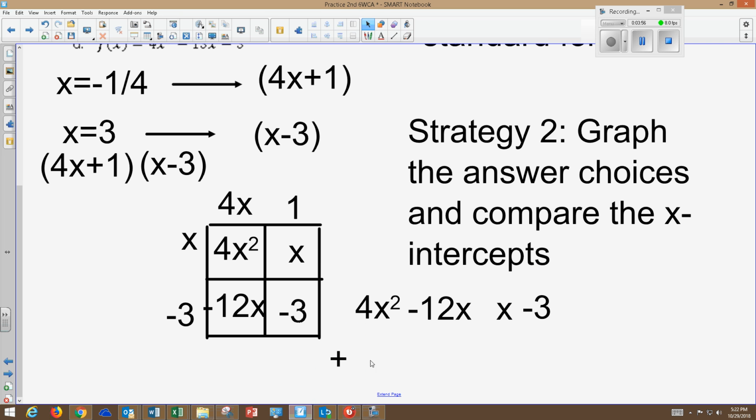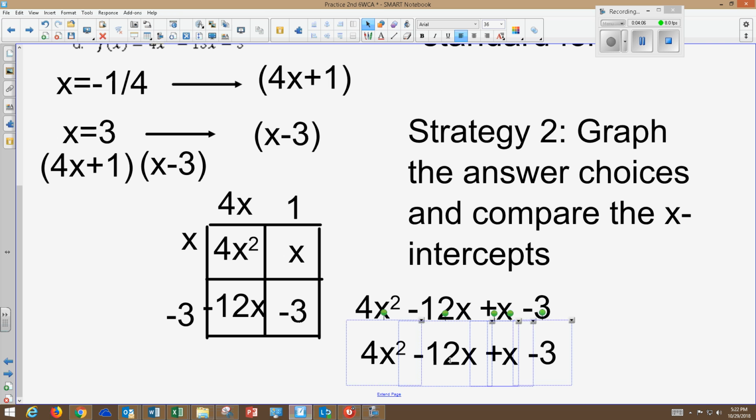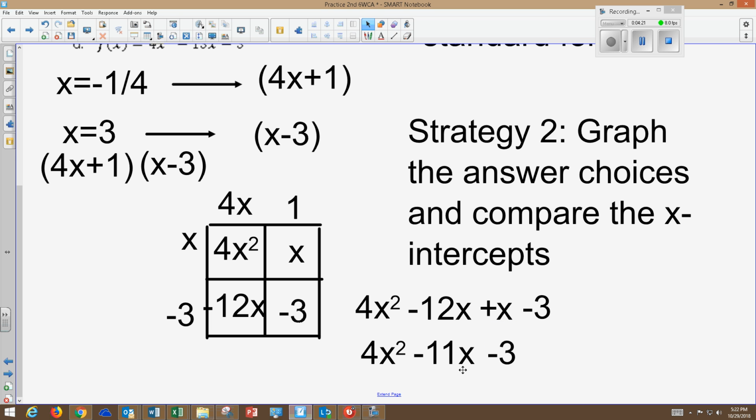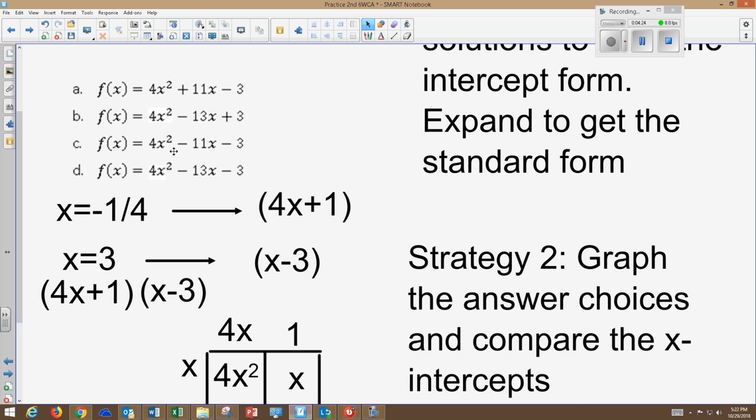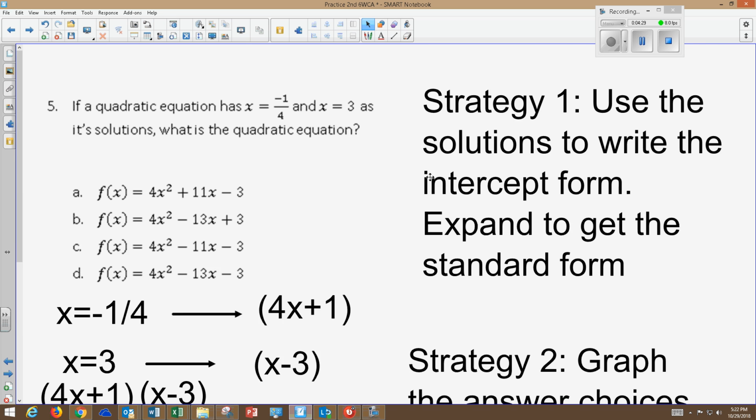All right, combining these middle terms, we end up with just negative 11x. So that points us clearly to choice C. So that's strategy number 1.